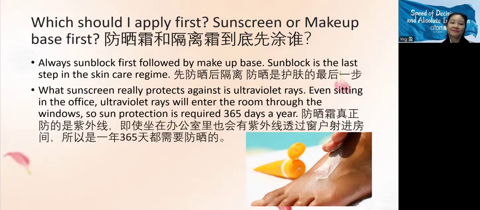Which should I apply first, the sunscreen or the makeup base? We always apply sunscreen first, followed by the makeup base, because sunscreen is the last step of the skincare regime. And what sunscreen readily protects against is UV rays. Even sitting in the office, UVA will enter the room through the windows. So sun protection is required 365 days a year.